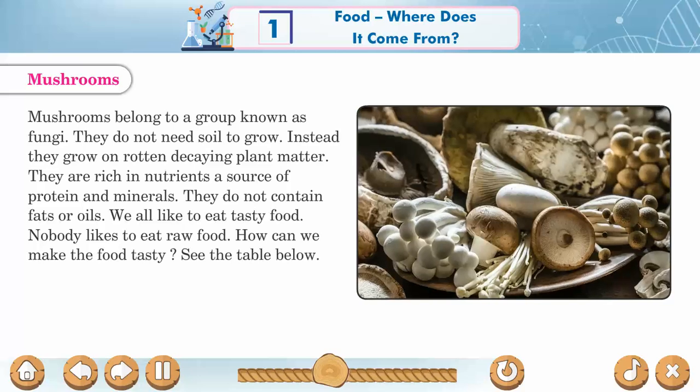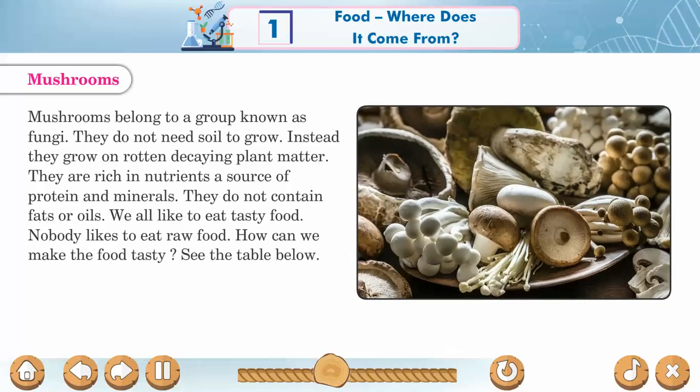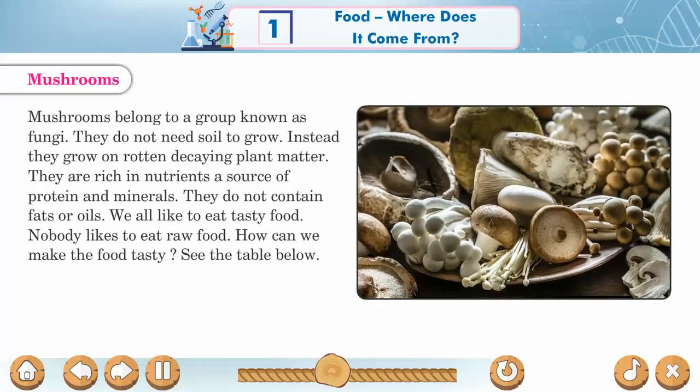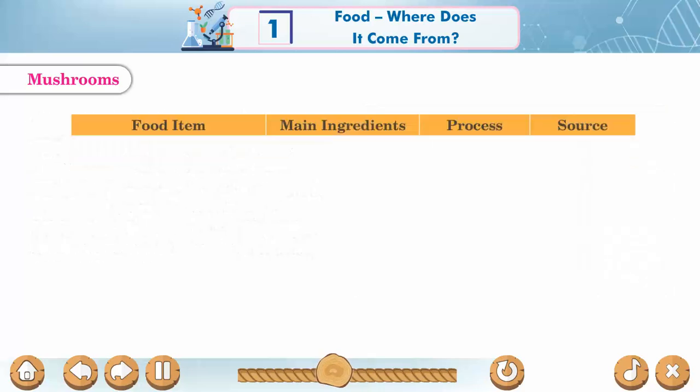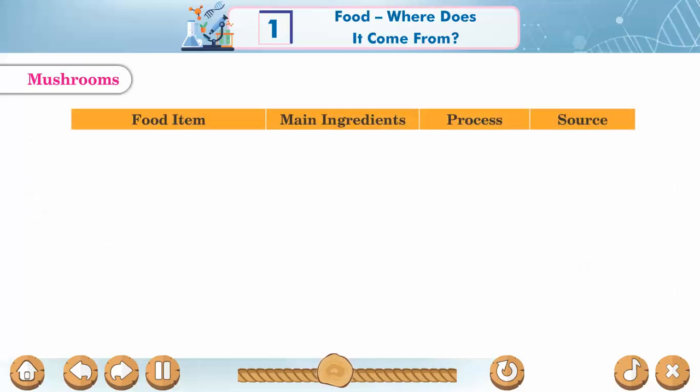We all like to eat tasty food. Nobody likes to eat raw food. How can we make the food tasty? See the table below. Food item, main ingredients, process, source.